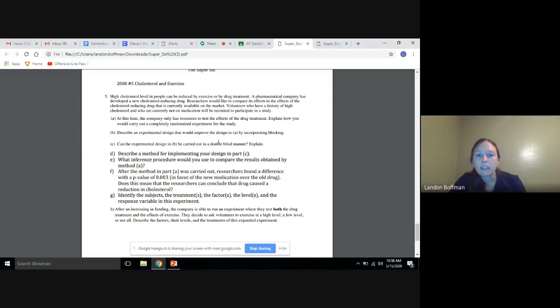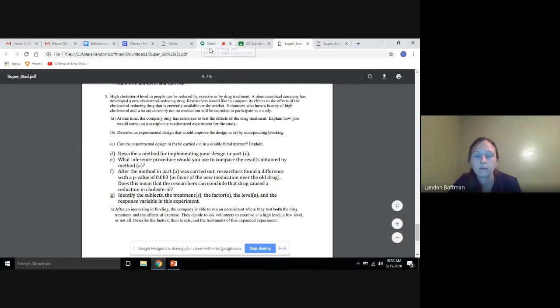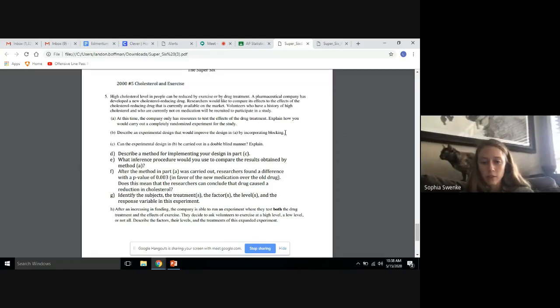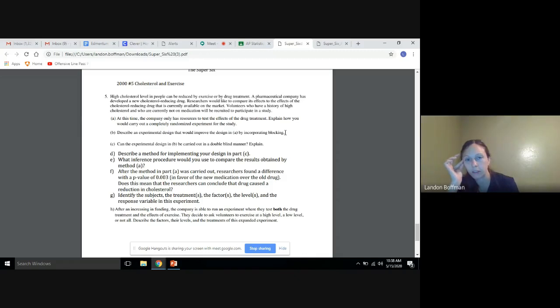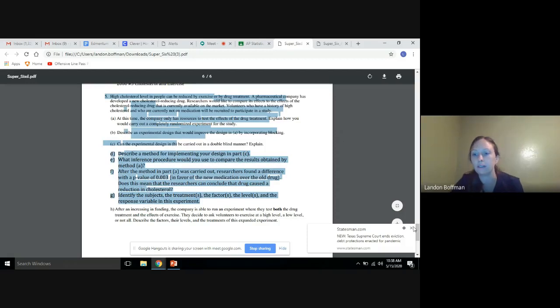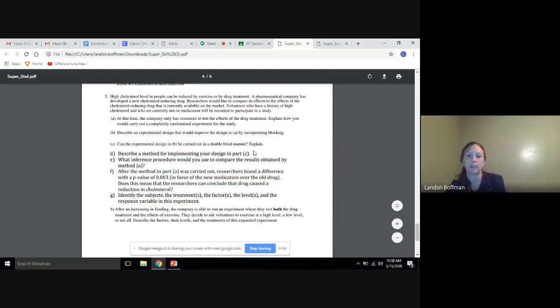Part B says describe an experimental design that would improve the design by incorporating blocking. So what would be something that we would want to block by? Maybe levels of exercise or initial cholesterol. Those are both really good. You could do either of those. Because I mentioned exercise here, that's the one I would lean towards. But yeah, initial cholesterol would also be a thing. So as long as you pick a variable that you think would affect your results.